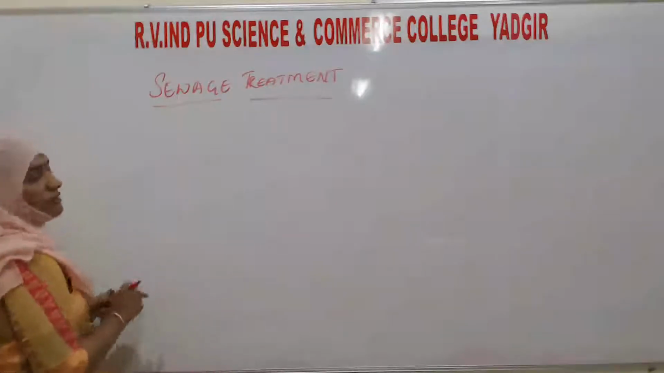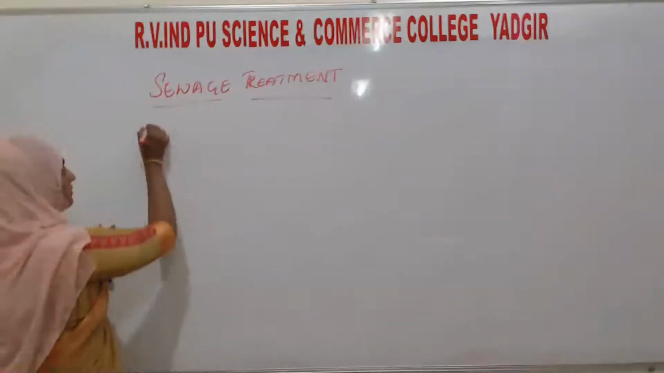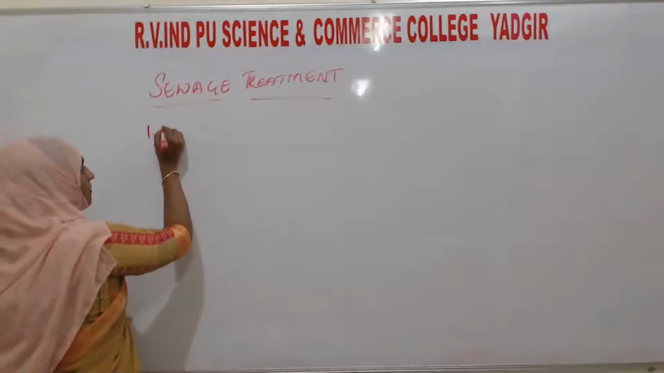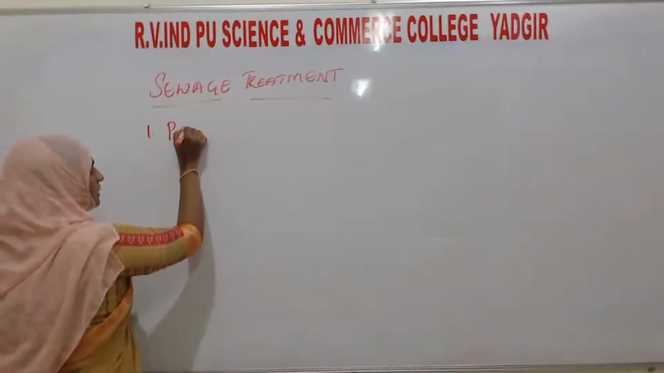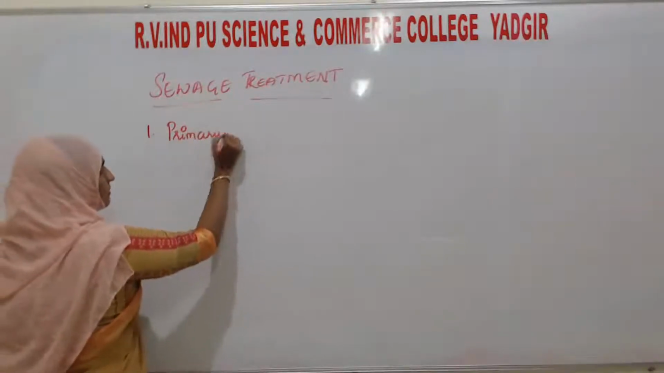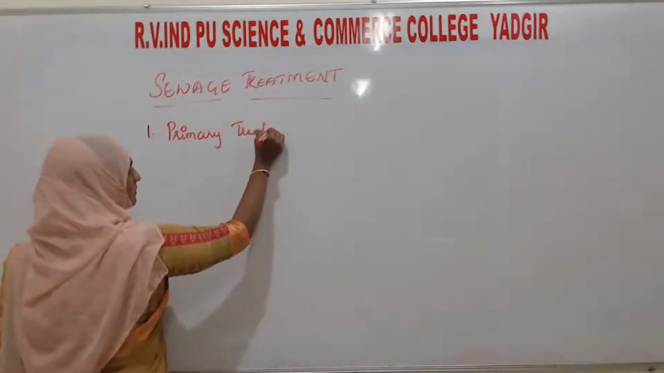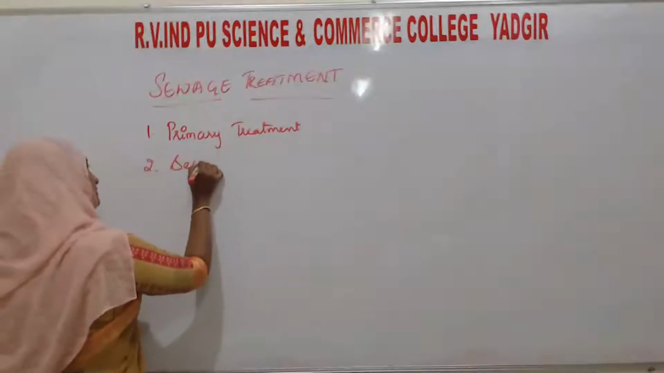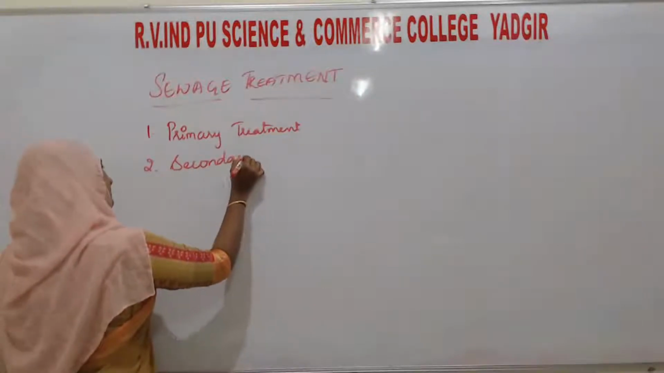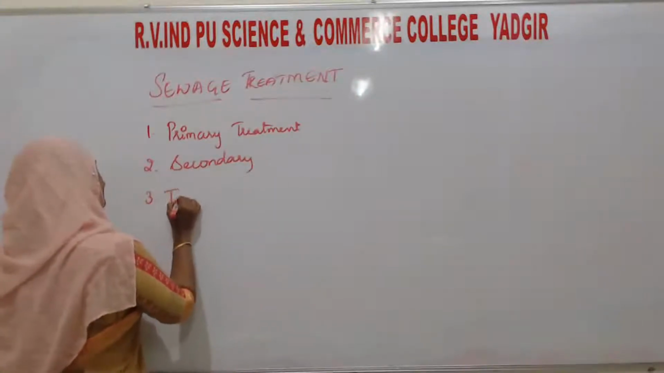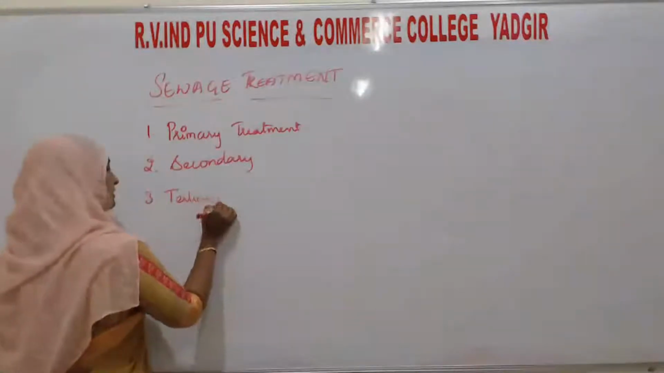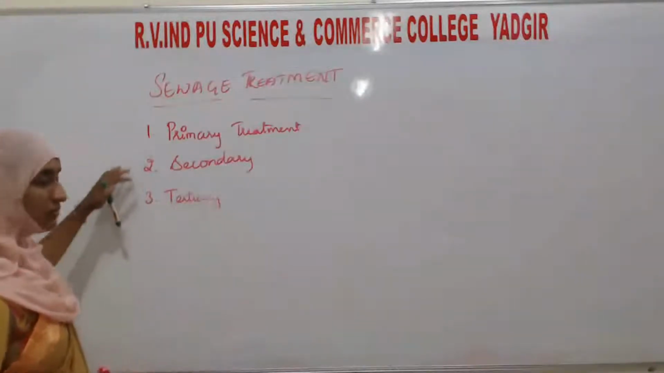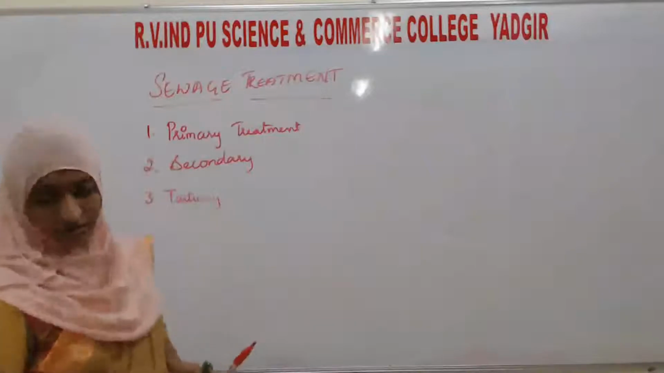Here the sewage treatment is divided into three treatments: primary treatment, secondary treatment, and one more, tertiary treatment. So first we will see about the primary treatment.